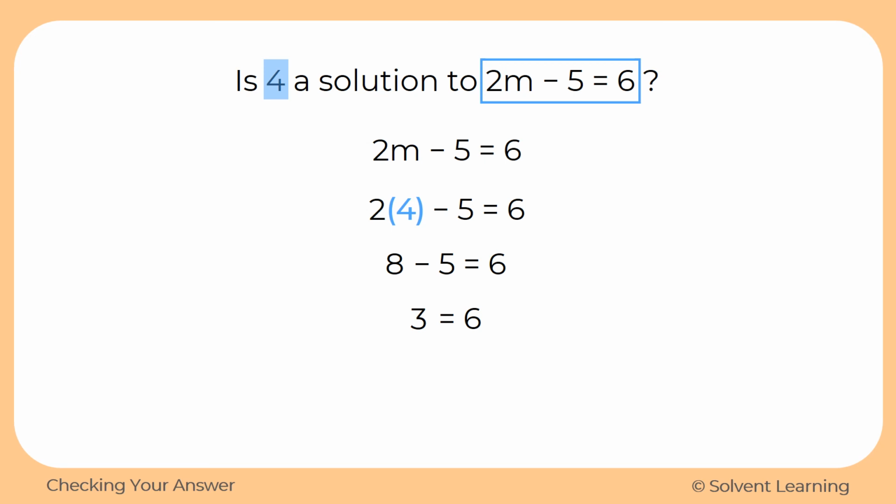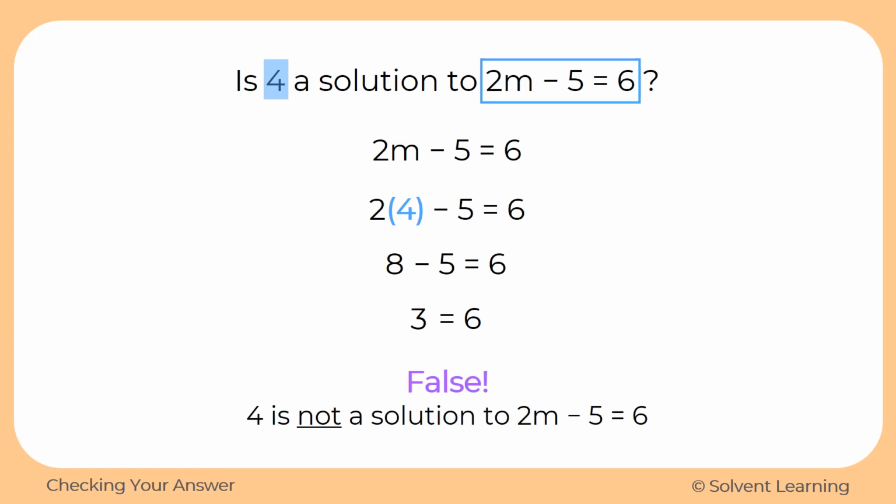Now our resulting equation is 3 equals 6. Wait a minute, that doesn't make sense. 3 is not equal to 6. This is a false equation. So that means that 4 is not a solution to our equation 2m minus 5 equals 6. So when you come across something like this, that would tell you to go back and check your steps for solving the equation, and you come up with a different answer once you double check your steps.